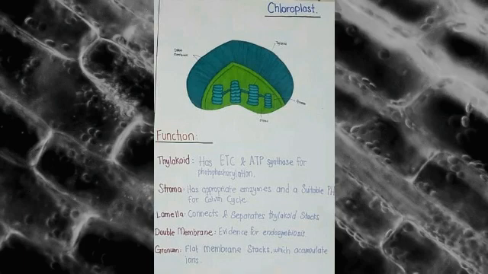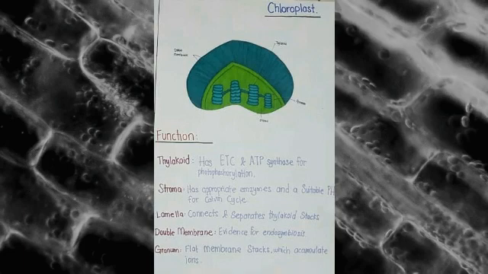To begin with, thylakoid has ETC and ATP synthase for photophosphorylation. We have stroma, which has an appropriate enzyme and a suitable pH for the Calvin cycle. Lamella, which connects and separates thylakoid stacks.